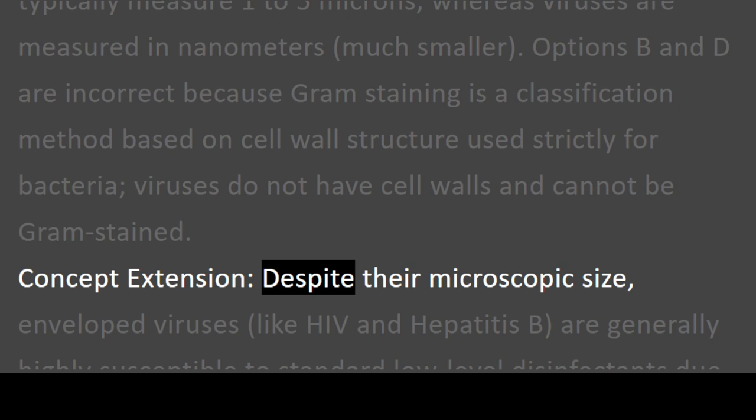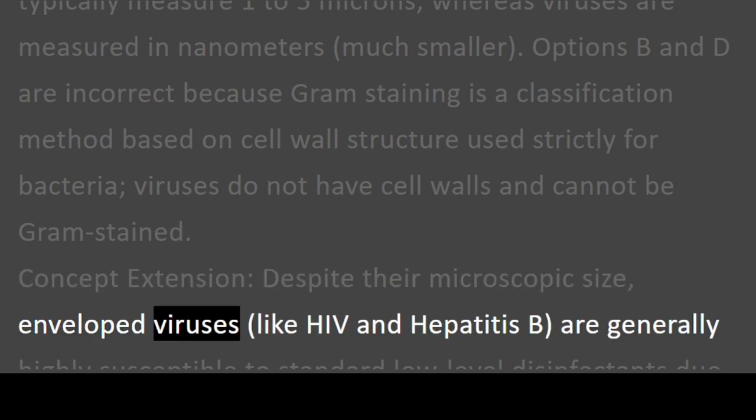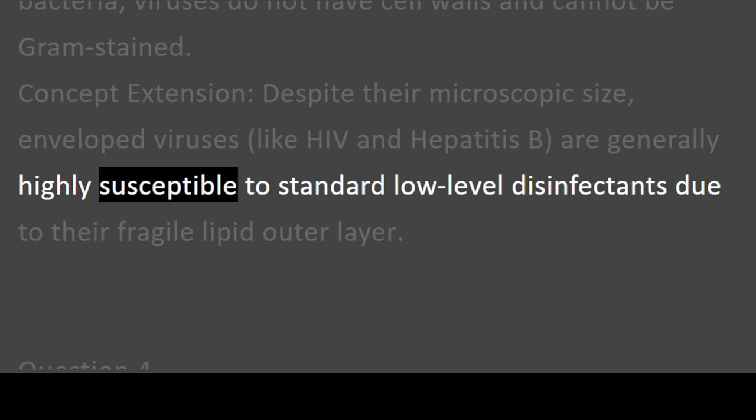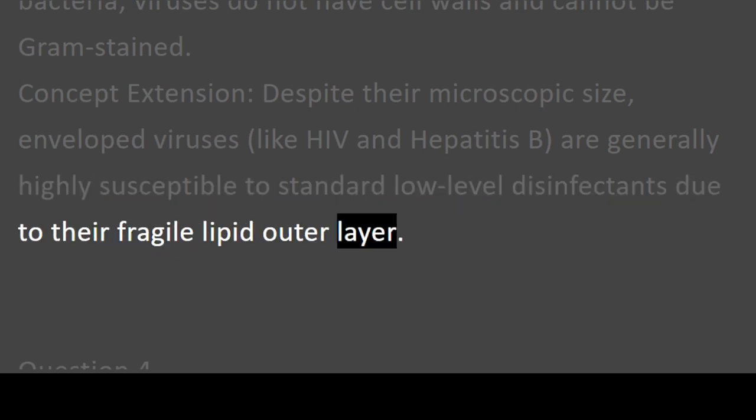Concept extension. Despite their microscopic size, enveloped viruses, like HIV and hepatitis B, are generally highly susceptible to standard low-level disinfectants due to their fragile lipid outer layer.